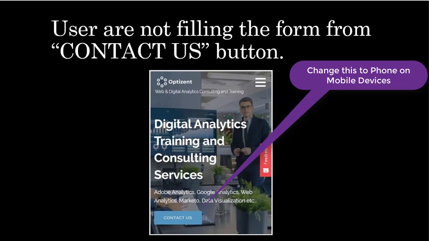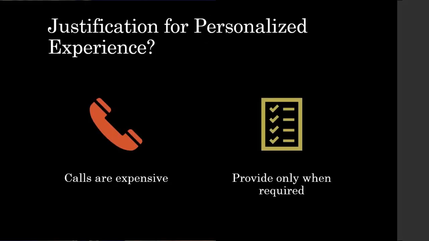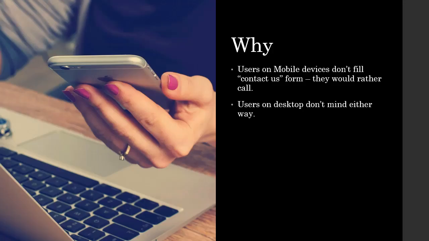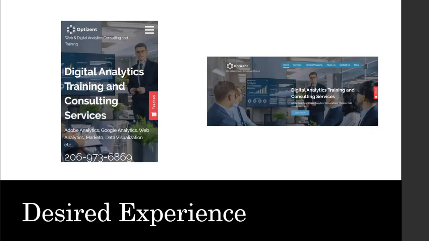Now, you might say, why not give everybody an option to call? Calls are expensive to handle, so we only want to give that option if we really have to. And in this case, by looking at our Google Analytics data and third party research, it is very clear that we need to give a phone number rather than a contact us button. It's very clear that we should provide a phone number for mobile users while contact us with a form is okay for desktop users.